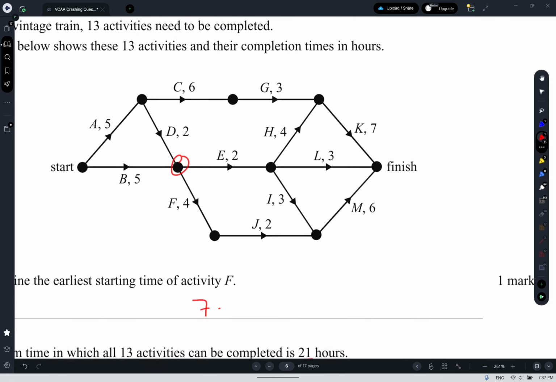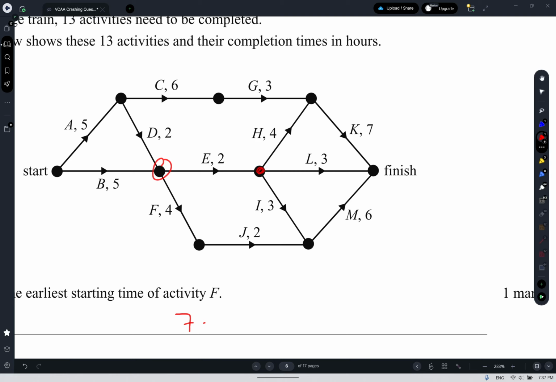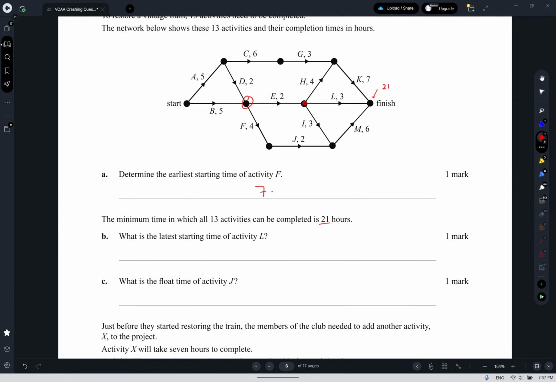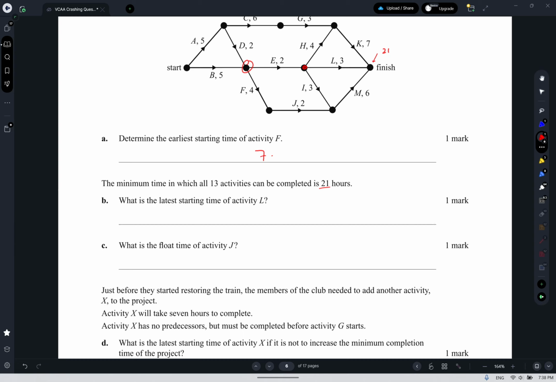The LST of activity L, which is going to be from here, we know it must complete at 21, so then L must start no later than 18 if it is not to delay the completion time of the project. So 21 take away 3, 18.